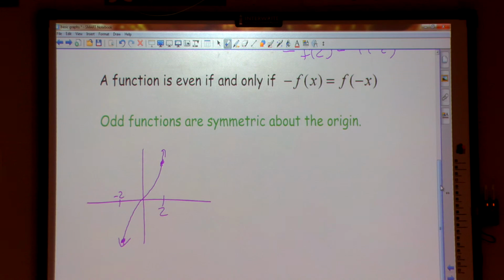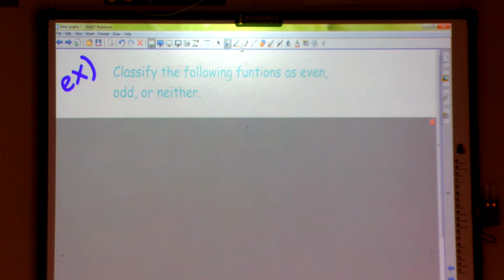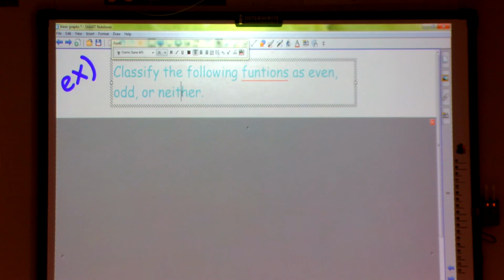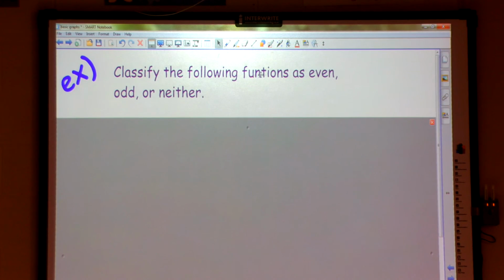Okay? You shouldn't need a graph to determine even and odd. It helps us. We know what's even and odd by looking at a graph, whether it's symmetric about the origin or the y. However, we should be able to determine it algebraically by just plugging in. So that may be hard. Let me change the color. We're going to classify functions as either even, odd, or neither. And yes, I see I have a typo there.